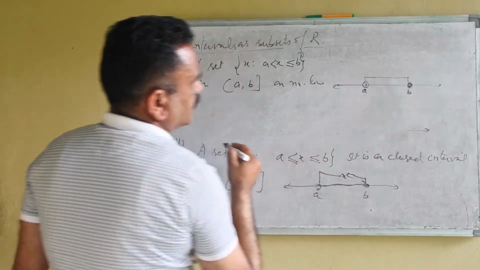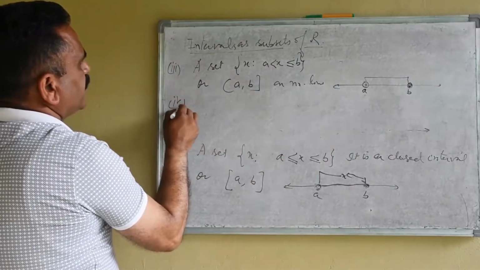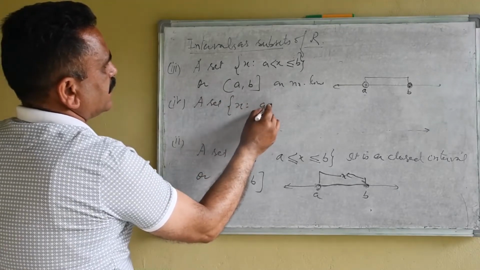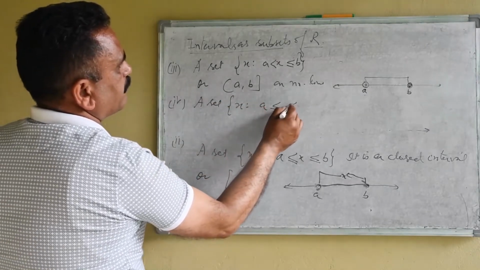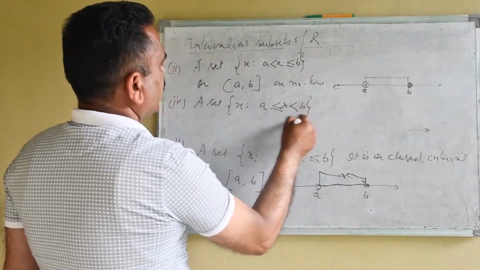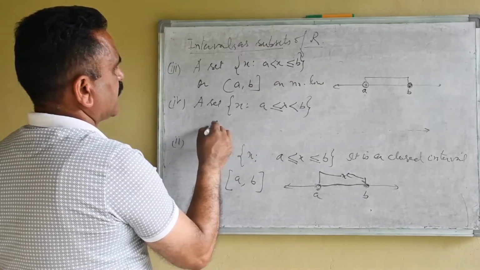Now the fourth one we can take as a set x such that x is greater than or equal to a but less than b. So how can we write it? We can write it like this.